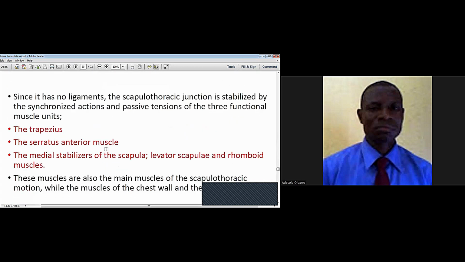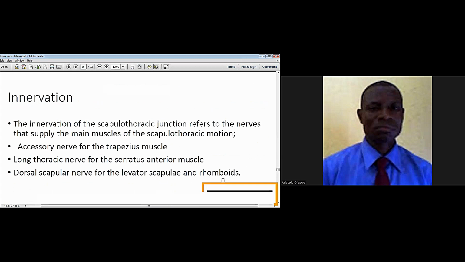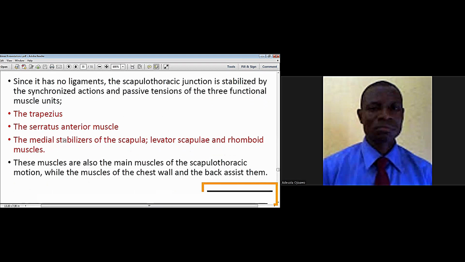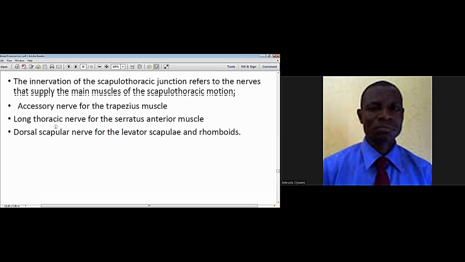So that group of muscles enables the joint to be stable, to remain where it's supposed to. If not, it would have fallen down. These muscles are also the main muscles of the scapulothoracic motion, while the muscles of the chest wall and the back assist them, at least in the movement. All right, so these are some of the muscles involved in the innervation and movement of the scapula.